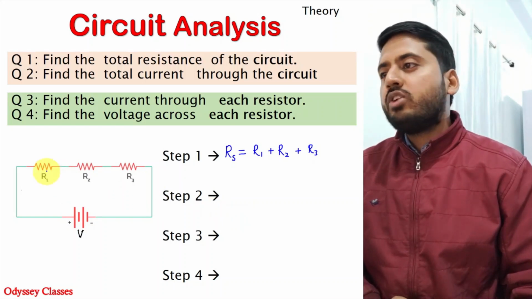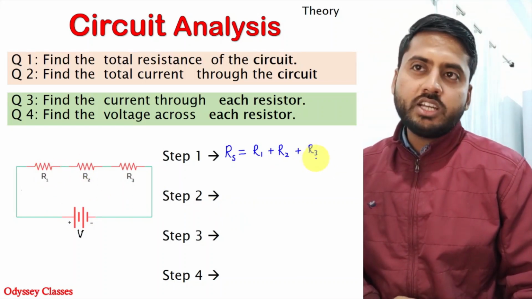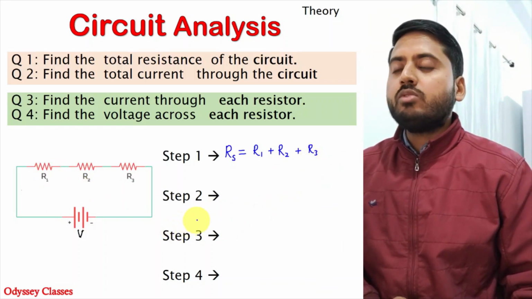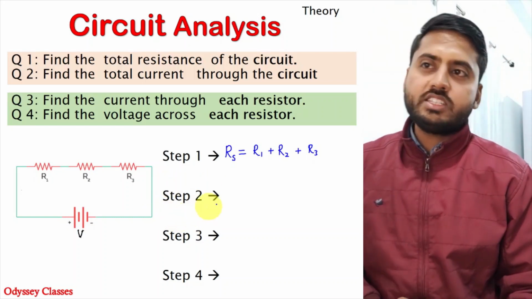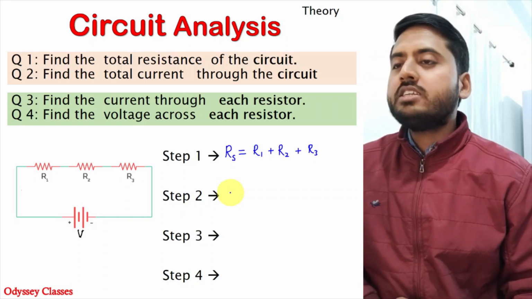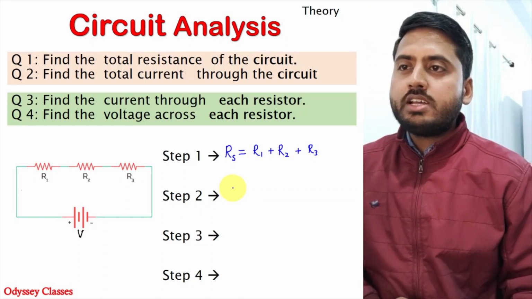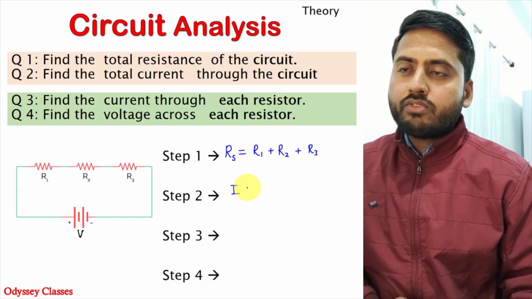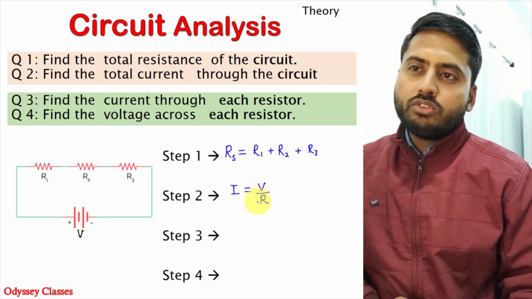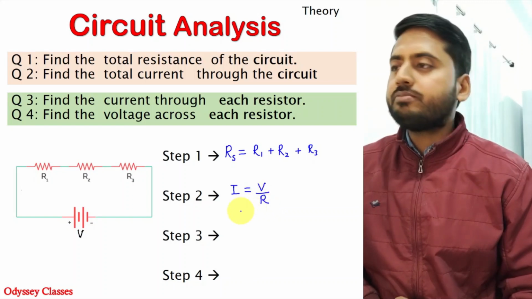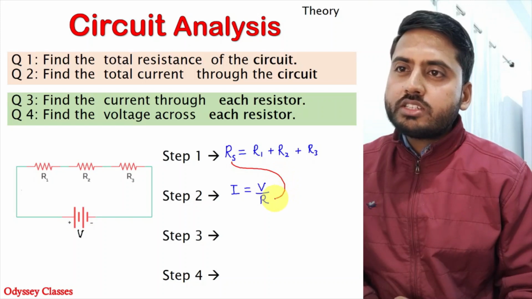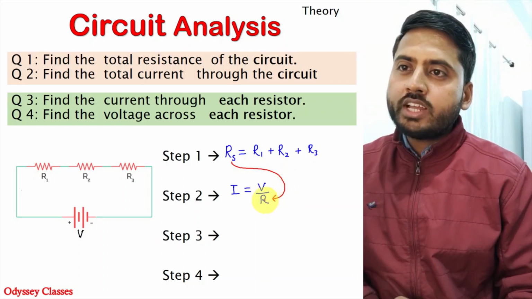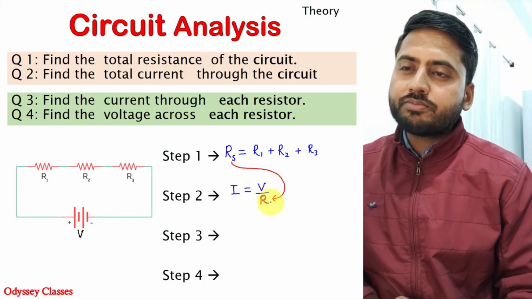Okay, since there are only 3 resistors, I'll stop at R3. I'll not write further. Now, step 2 is to find the total current. How do we find the total current? We can use Ohm's law. From Ohm's law, we have the formula I is equal to V over R. Now this R that we see here is the total resistance that we have calculated, so we can write this as Rs.